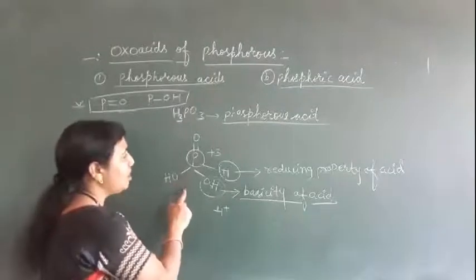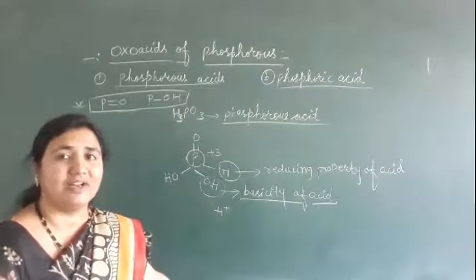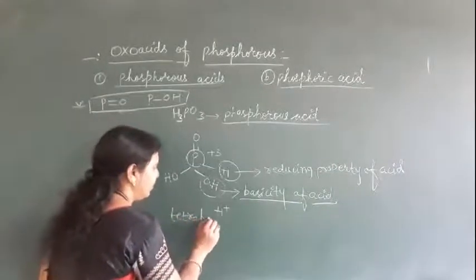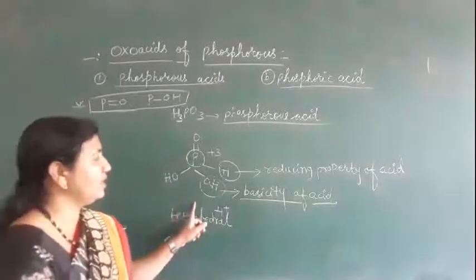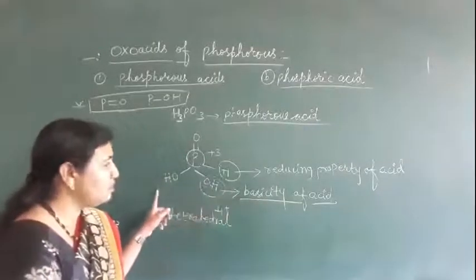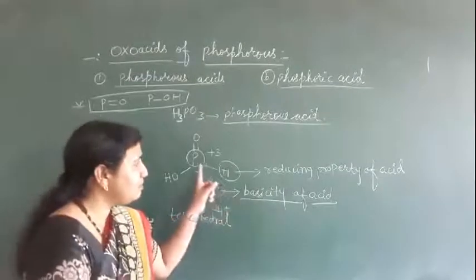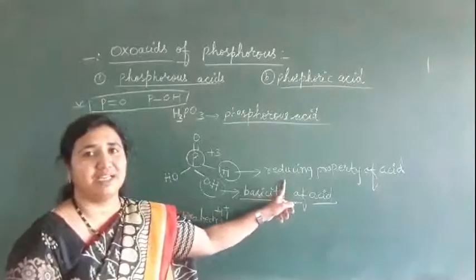And the structure of all these oxo acids is tetrahedral. What will the shape be? Tetrahedral. So all these points are important. How many OH bonds there are will be its basicity. And how many PH bonds there are gives the reducing property of an acid.